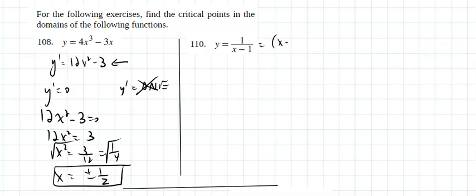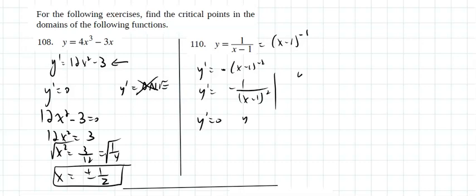And what about this problem? Can't I say this is x minus 1 to the negative 1? And when I take a derivative, bring the power down, subtract 1 from the power. And y prime is negative 1 divided by x minus 1 squared. And now we're going to ask the same question. Where would y prime equal 0? Where would y prime not exist? A fraction equals 0 if the top equals 0. Negative 1 can never be 0. So the derivative can never be 0.